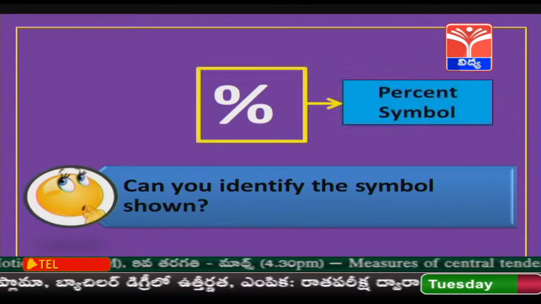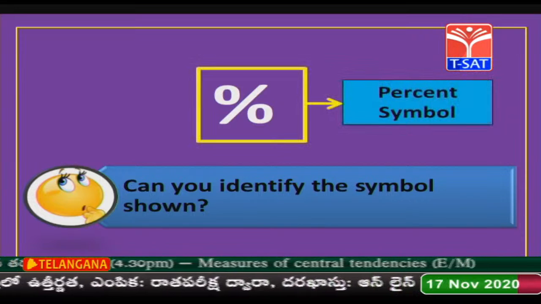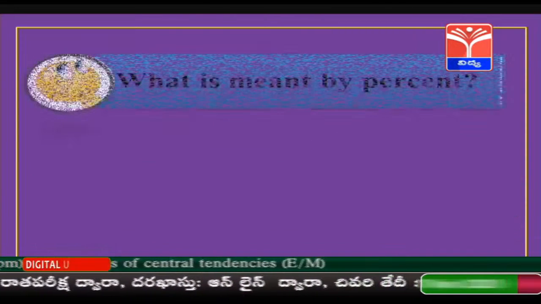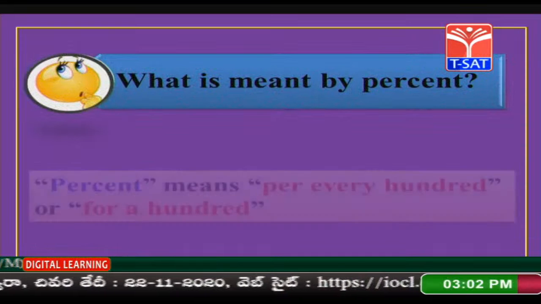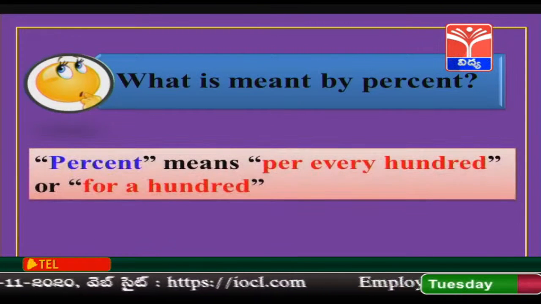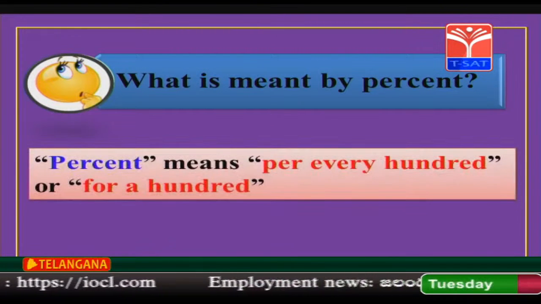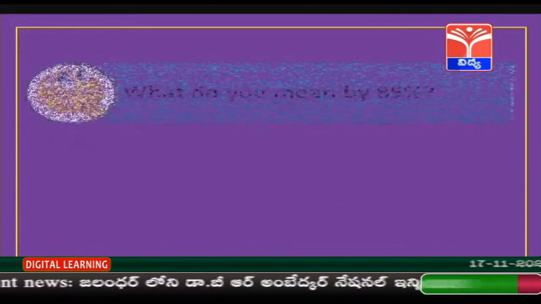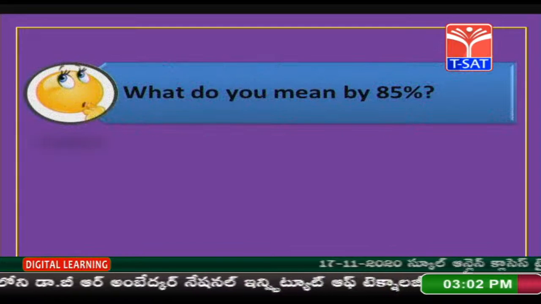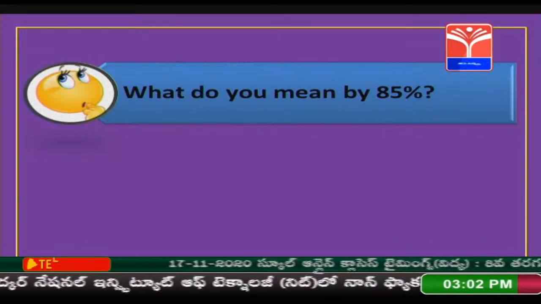That's good. It is the symbol of a percent. But do you know what you mean by percent? Yes, percent means for every 100 or for 100. And children, what do you mean by this 85 percentage?